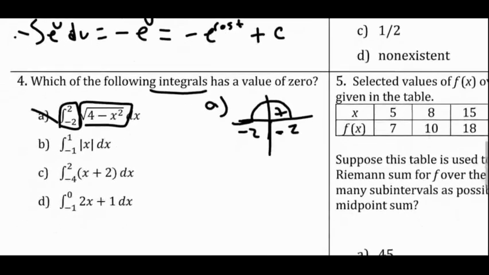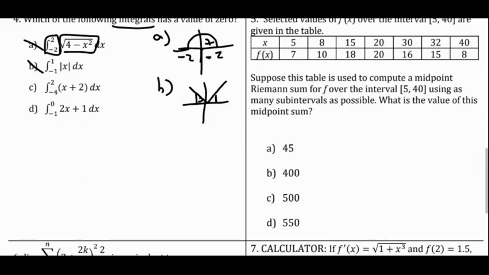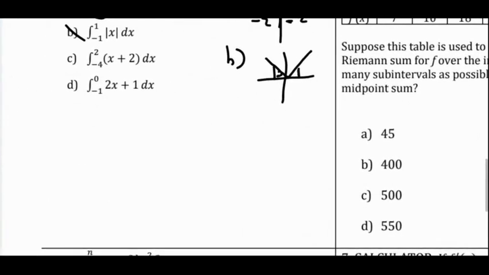Next, let's look at how B would look like. So that's the absolute value. And if you remember, the absolute value function looks like that. It's never negative. It's always positive. So therefore, by the same logic, even if I go from negative 1 to 1, I only have positive area on both sides. So I can also eliminate that. So from the graphs of A and B, I can just eliminate them off the bat. Part C and D, they're going to be linear graphs. So I'm just going to actually evaluate them.